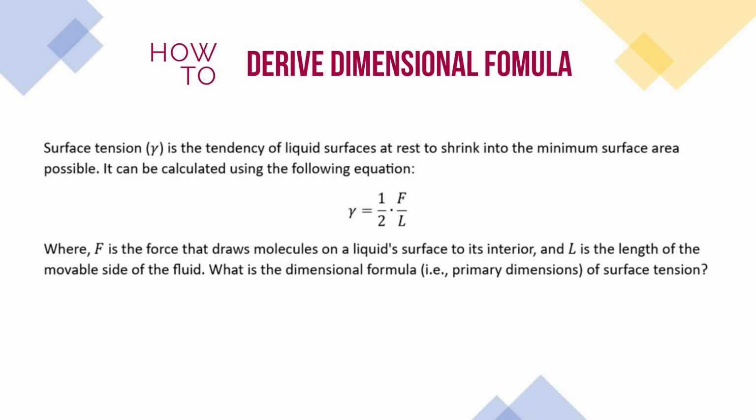Problem 1. Surface tension gamma is the tendency of liquid surfaces at rest to shrink into the minimum surface area possible. It can be calculated using the following equation, where F is the force that draws molecules on a liquid surface to its interior, and L is the length of the movable side of the fluid. What is the dimensional formula of surface tension consisting of primary dimensions only?